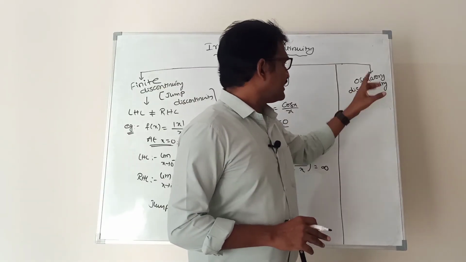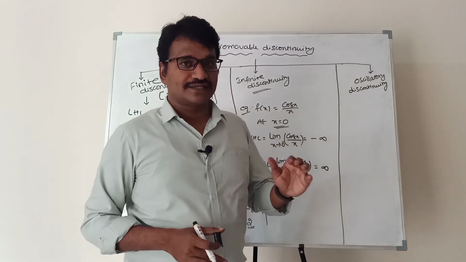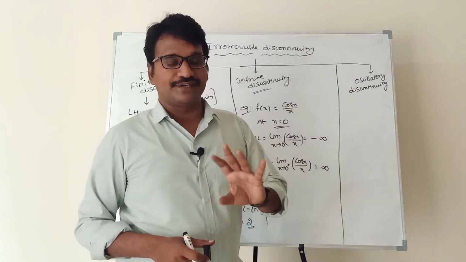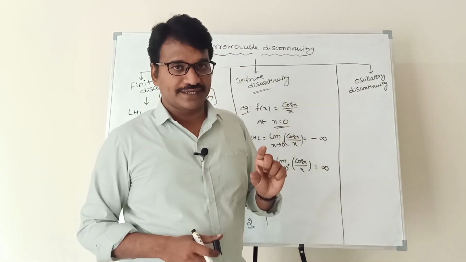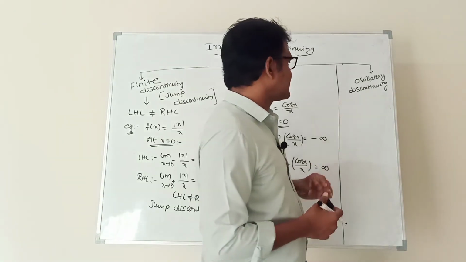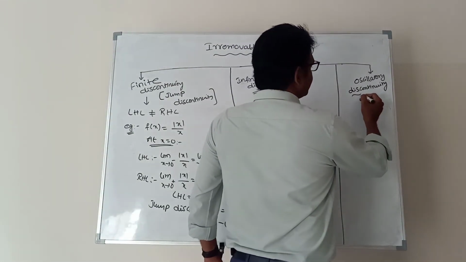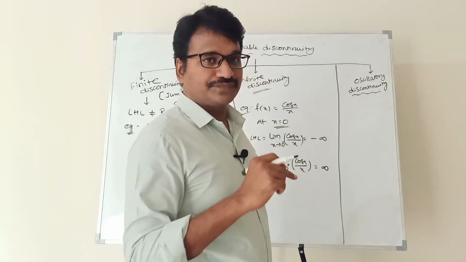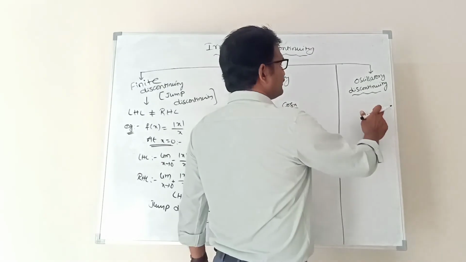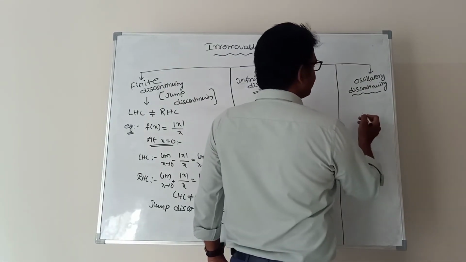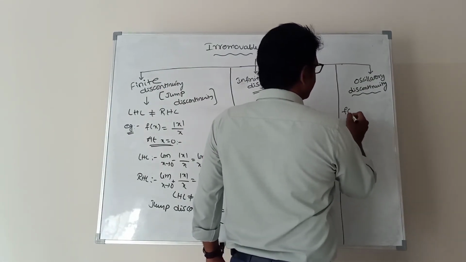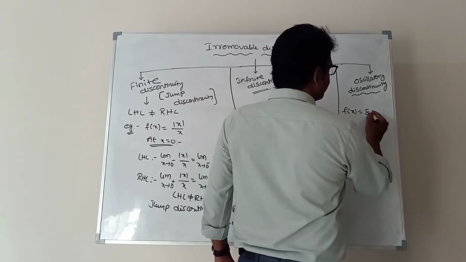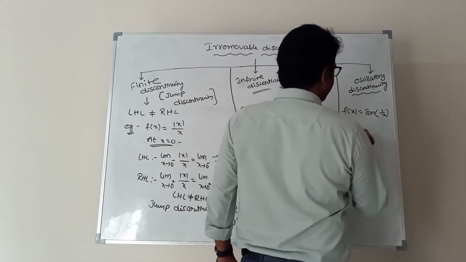Next, oscillatory discontinuity. What does oscillatory discontinuity mean? If the function value oscillates between two finite values, two finite quantities, then it is called oscillatory discontinuity. Suppose you take the function f of x equal to sin of 1 by x.